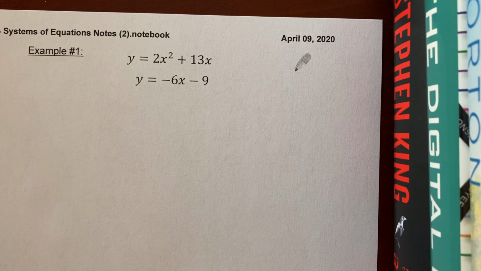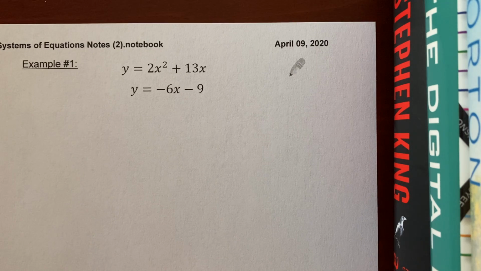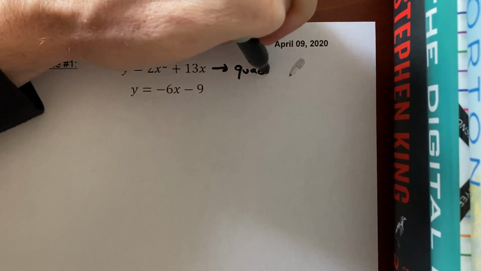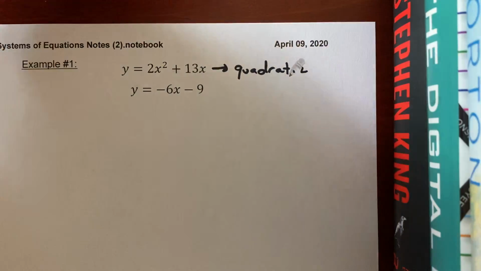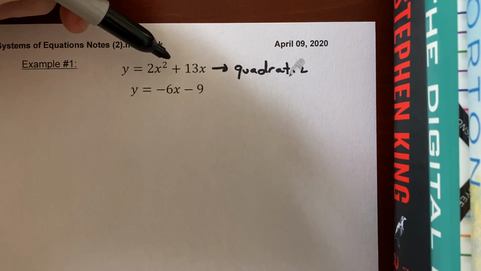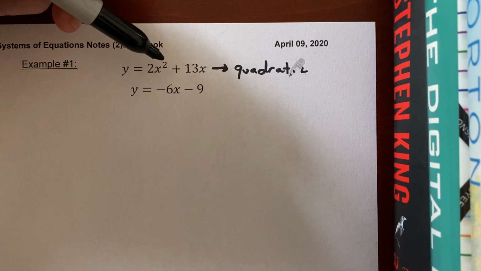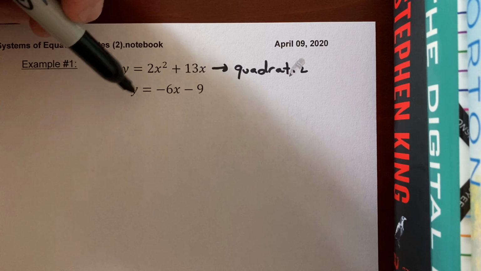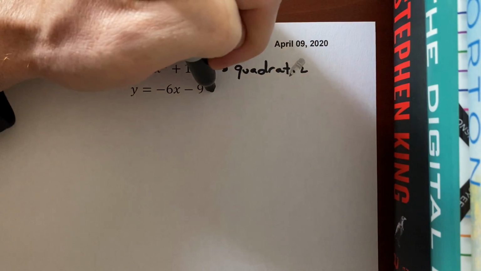I have two different equations. First off, let's take a little bit of notes right here. The first equation, y equals 2x squared plus 13x. I know that this is a quadratic equation because it has the x squared term. My largest degree, if you remember what that word means, degree is the largest exponent, is a 2, therefore I know it's quadratic. Down here, y equals negative 6x minus 9.